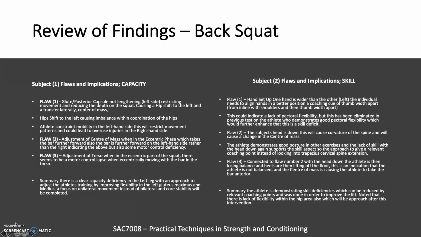Review of findings in the back squat. Subject 1 demonstrates a capacity issue with the glute and posterior capsule not lengthening on the left hand side, which restricts movement and reduces the depth of the squat. It also causes a hip shift to the left hand side, causing imbalance with coordination of the hips. Athlete constraint is mobility. There's also adjustment of the centre of mass in the eccentric phase of the squat, and also adjustment of the torso again in the eccentric part of the squat.